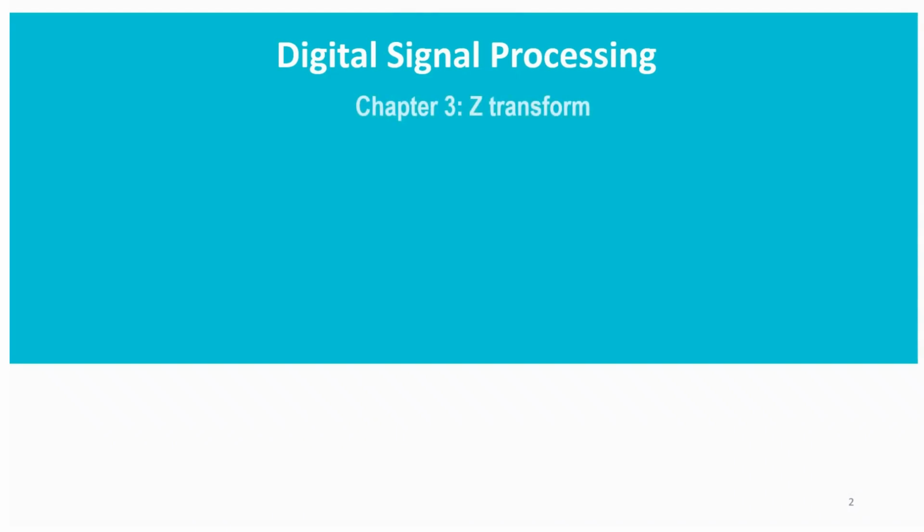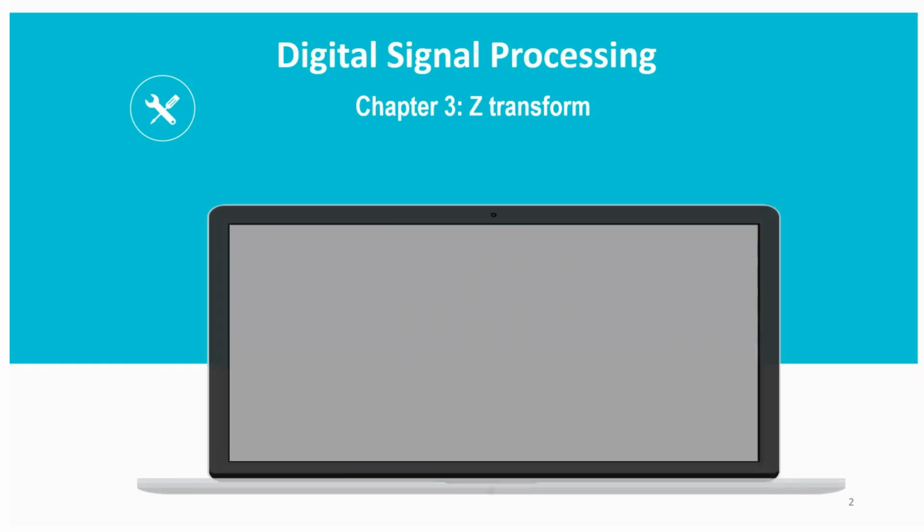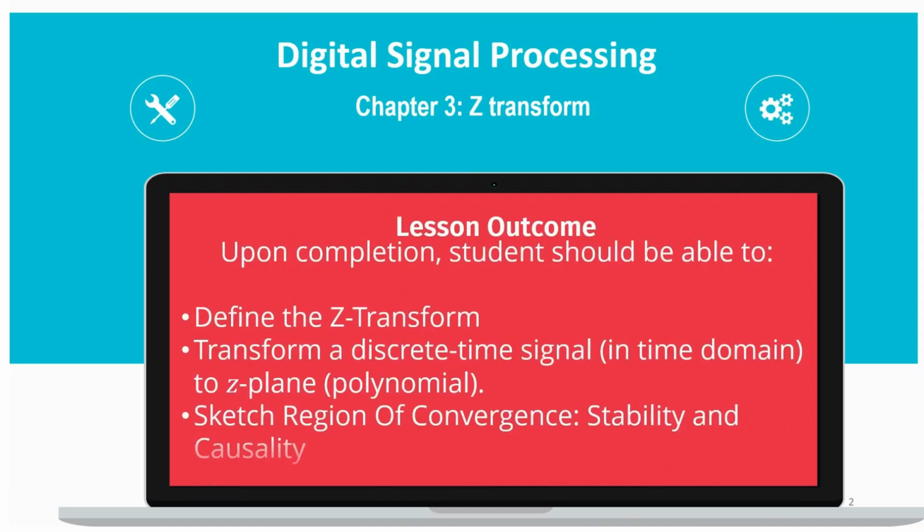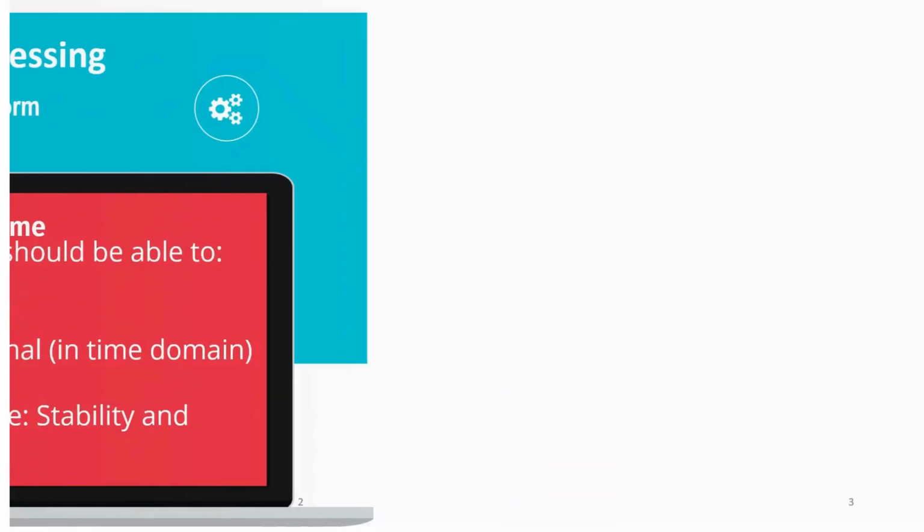Now, let's move further into the lesson outcome of this topic. At the end of this topic, the student should be able to give definition of Z transform, transform a discrete time signal to Z plane, and sketch region of convergence to identify stability and causality.